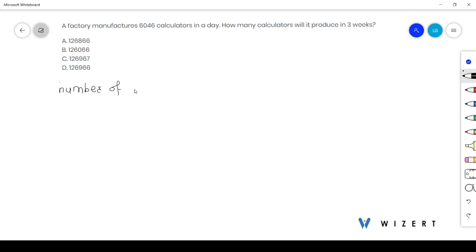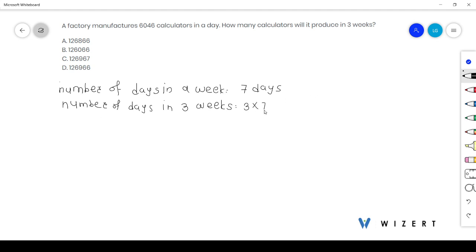So for that, number of days in a week, there are 7 days. So number of days in 3 weeks will be 3 into 7, that is 21 days.